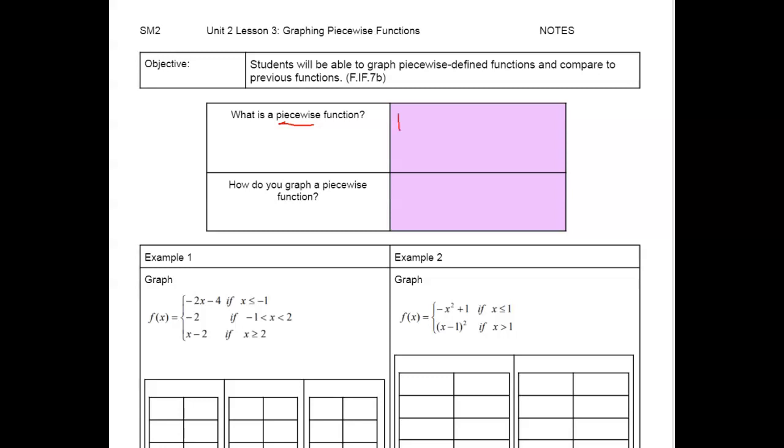So it is parts of different graphs together on one graph. And they do this by using restricted domains.